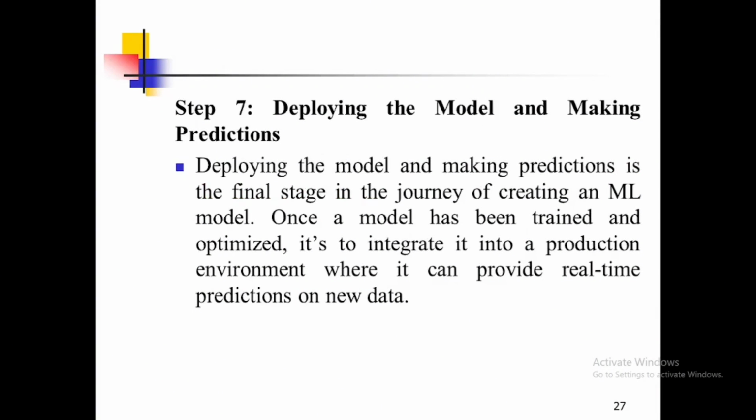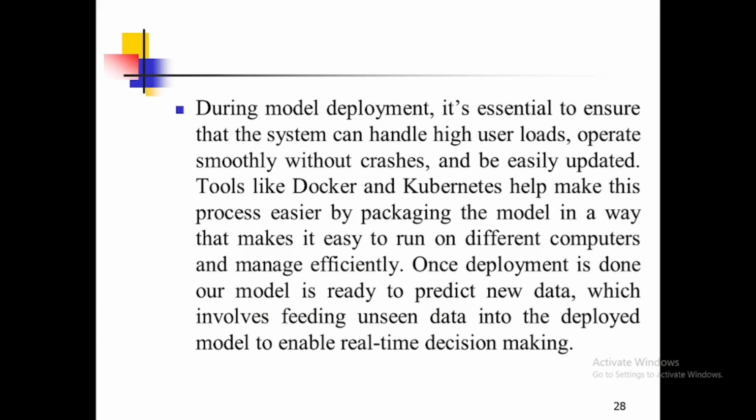Deploying the model and making predictions. Deploying the model and making predictions is the final stage in creating the ML model. Once the model has been trained and optimized, it needs to be integrated into your production environment where it can provide real-time predictions on new data. During model deployment, it's essential to ensure that the system can handle higher user loads, operate smoothly without crashes, and can be easily updated. Tools like Docker and Kubernetes help make this process easier by packaging the model in a way that makes it easy to run on different computers and manage efficiently.